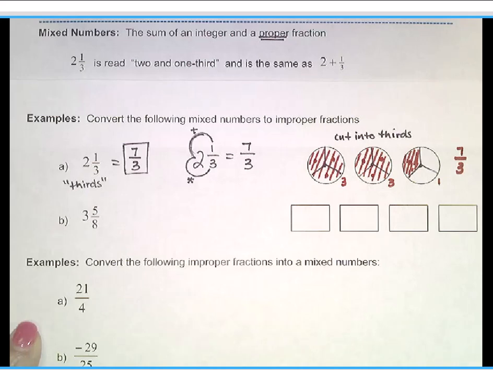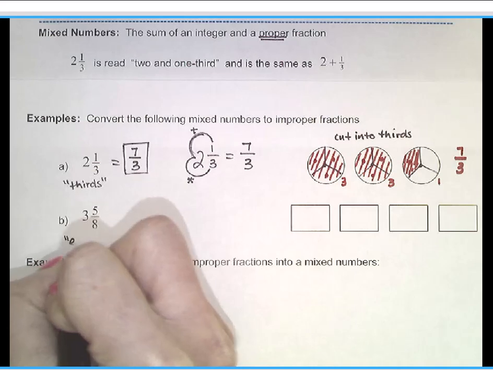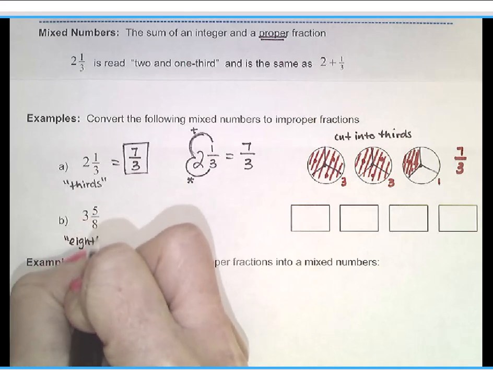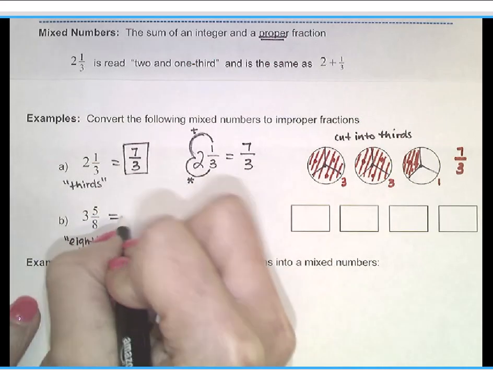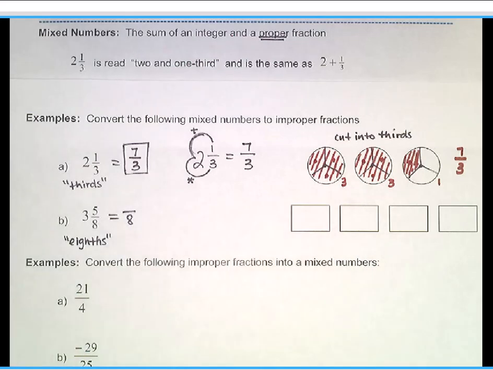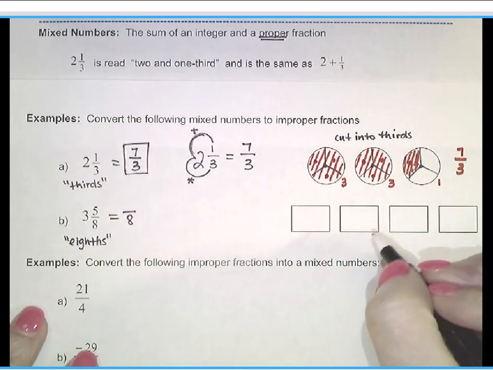So if we had another one, 3 and 5/8, that's how we would say this one. This one is all eighths. The fraction family here, as I call it, is eighths. So everything's going to be eighths. Even this improper fraction is going to be some sort of eighths. So I'm going to cut into eighths.